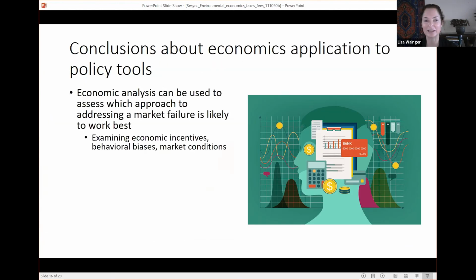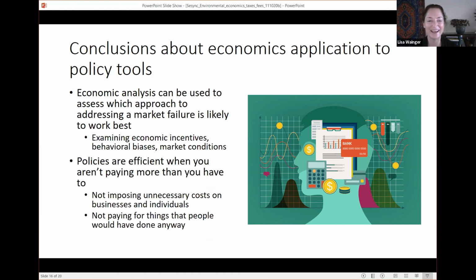So just to quickly conclude this, economic analysis can be used to assess which way to address a market failure. We have a lot of tools for analyzing market conditions, behaviors, and what might be an efficient way to do something. Sometimes we're wrong though. And then policies are efficient when you aren't paying more than you have to. And you don't want to impose unnecessary costs on businesses and individuals, because that's money that can't be spent on other things you want to do, or lower costs to buyers. You don't really want to pay for things that people would have done anyway. And that can be a factor in your choice as well.